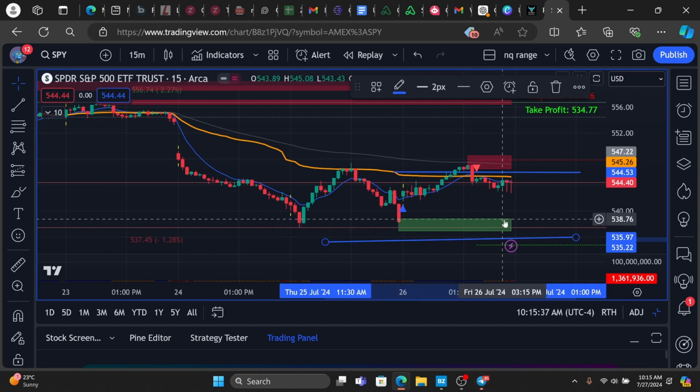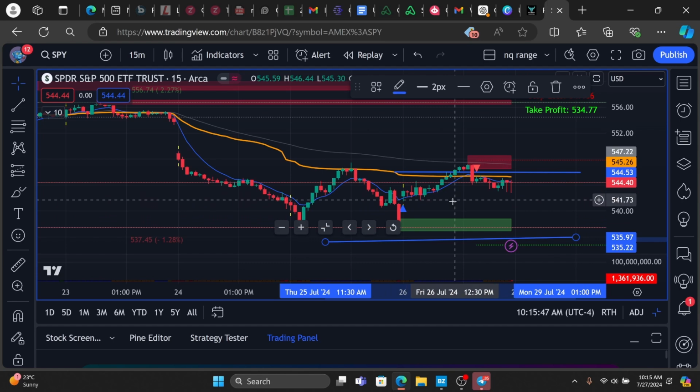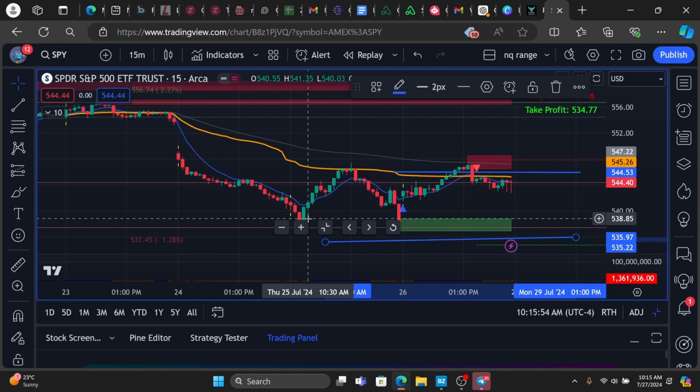If you did that legging out, and if you didn't leg out of this position, you would have made 280 bucks just from the premium. So you would have collected 280 bucks if you did not leg out of this position. That's with 10 contracts. So we made 28 bucks a contract without legging out of this position.